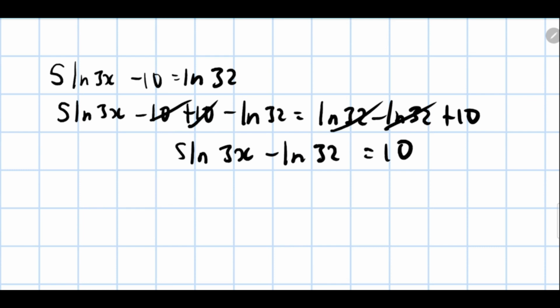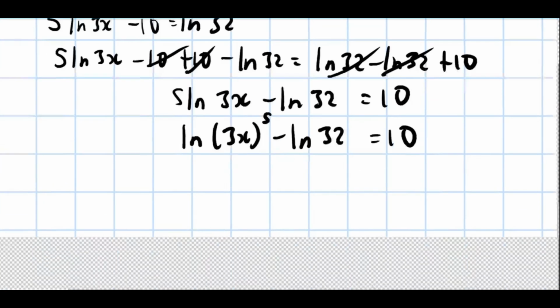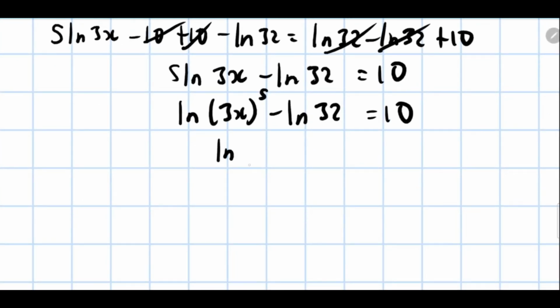Now eliminating those terms gives us 5 ln 3x minus ln 32 is equal to 10. One of the properties of logarithms is that we can bring the constant multiple in front of the ln to become the exponent. So it will be ln (3x)^5 minus ln 32 is equal to 10. Now we apply the property that the difference between two log terms can be combined into a single term by dividing them. So ln of (3x)^5 divided by 32 is equal to 10.